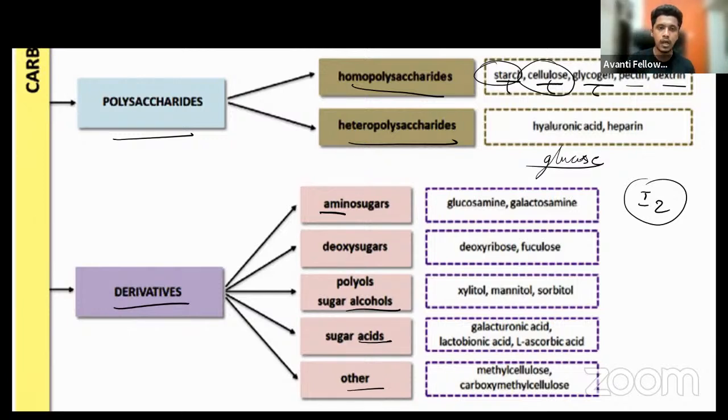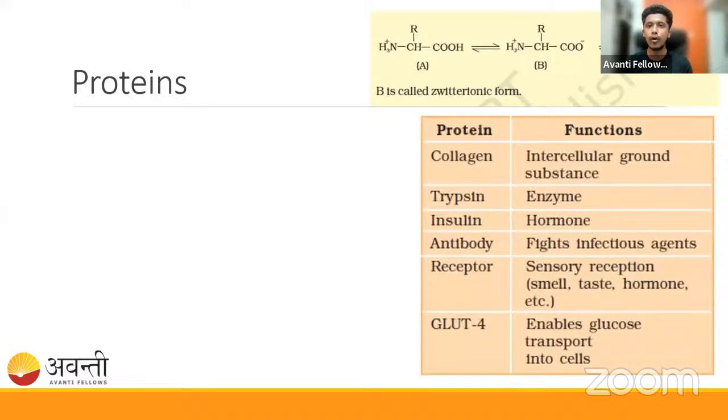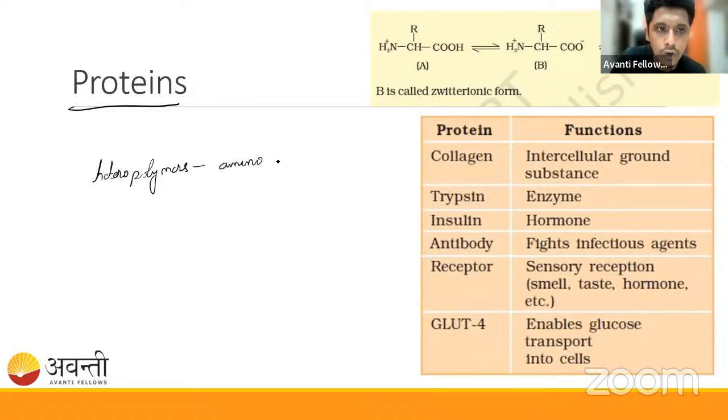All right, so let us go to one of the other important biomolecules, proteins. So what are proteins? Proteins are basically polymers. We can call them heteropolymers. They are heteropolymers of amino acids.